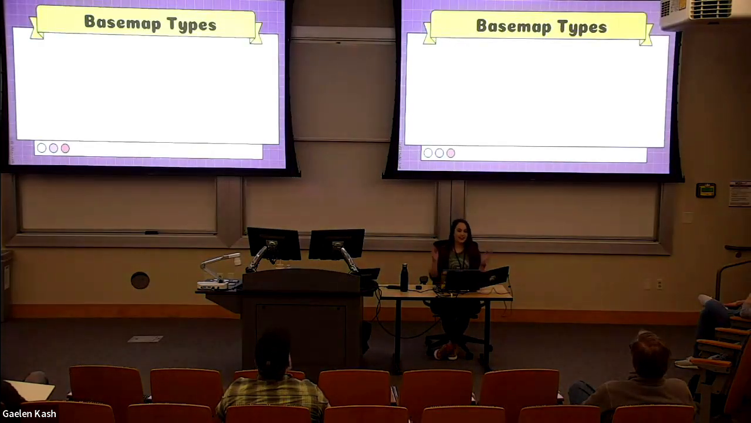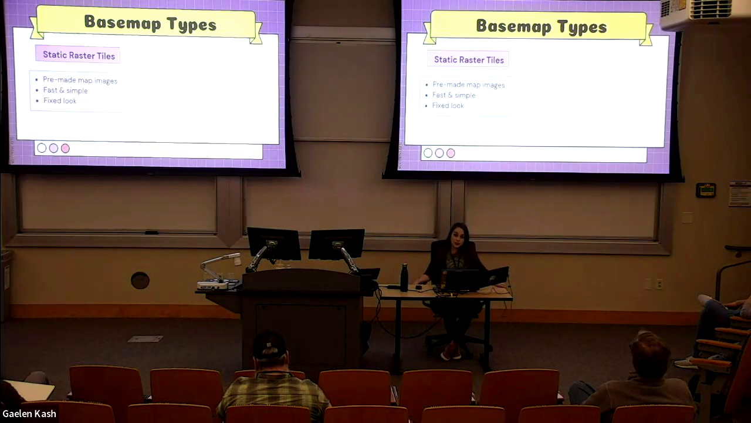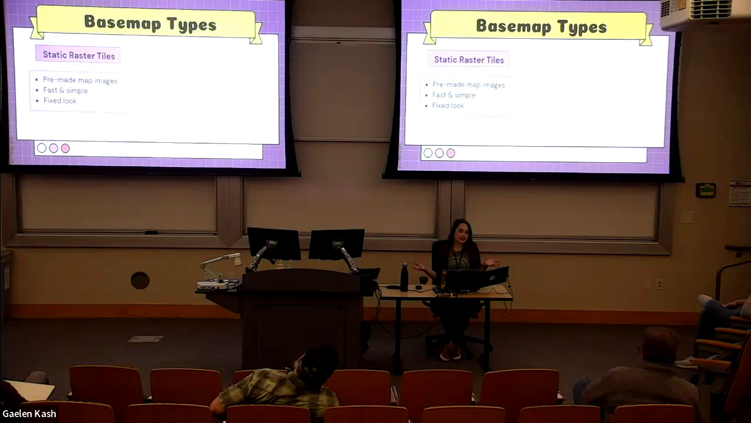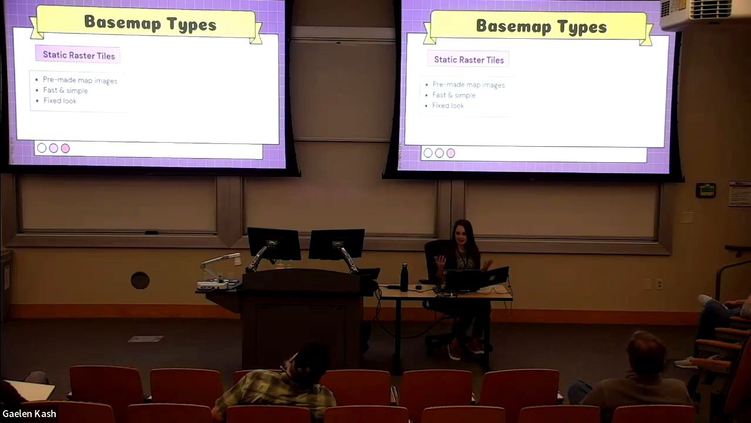Yeah, cool. Okay, so let me tell you about a couple different base map types. Generally we have static or raster tiles. These are in the form of images. A lot of times they're in the form of PNGs. And this is really easy to work with. They're pre-made still images. They're fast, they're easy to use, and they have a fixed look, so you can't dynamically change them, but they are pretty easy to use, with less client-side processing as well. So, nice and quick loading.